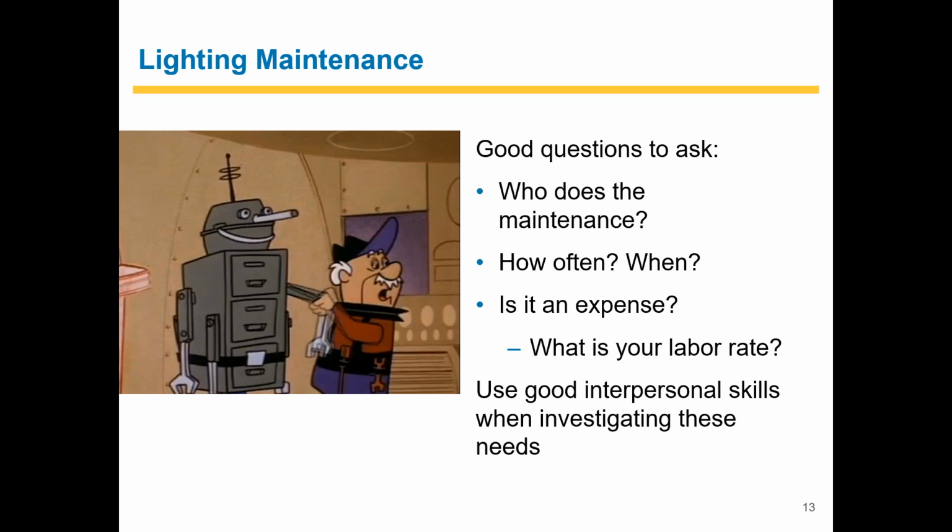Maintenance is a huge variable. It runs the gamut through the lighting industry. Who does the maintenance? If it's in-house, great. That's a whole lot easier to attribute savings for. If it's done out of house, maybe it's a lighting maintenance contract. You want to talk about how often and when and how those contracts are triggered, because if they're triggered, that might have a net benefit to the customer.